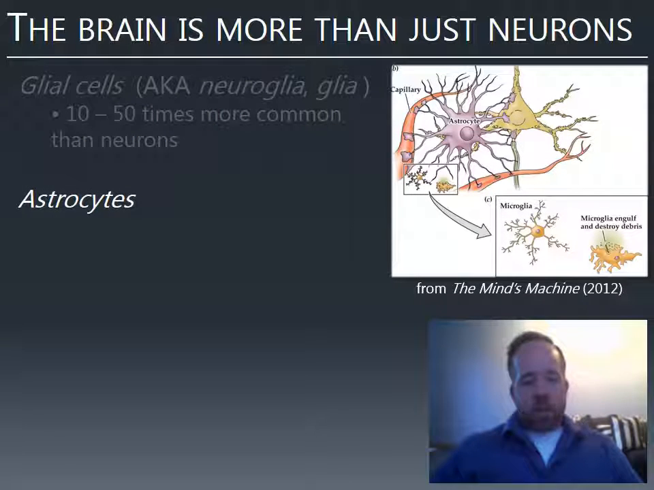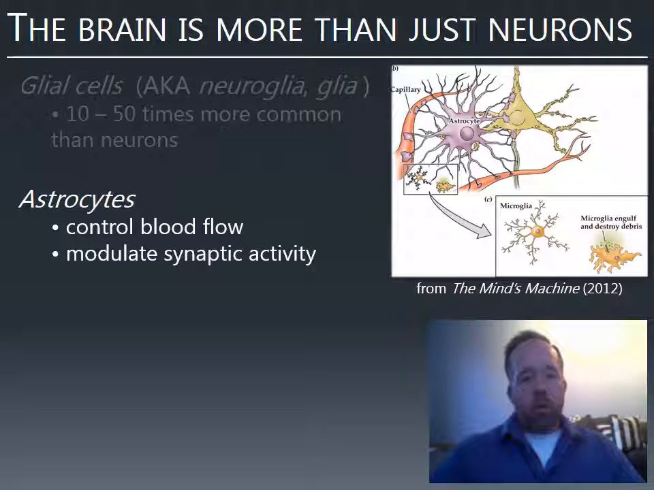So one of the types is astrocytes. And what do these do? Well, these do things like control blood flow. They also modulate synaptic activity, by which we mean electrical impulses that are sent down one neuron, and then they sort of jump a gap to the next neuron. And so they can modulate how that information gets transferred from one neuron to another.